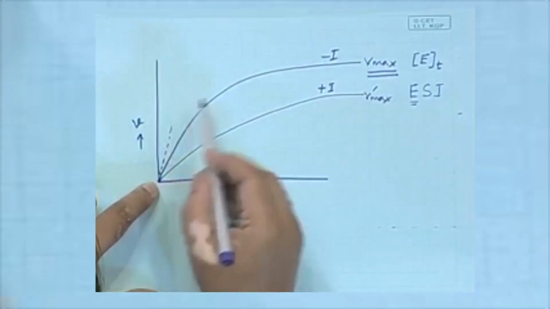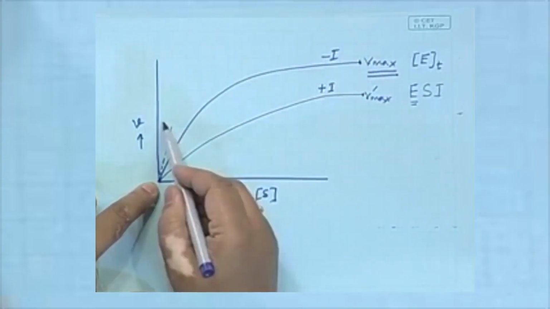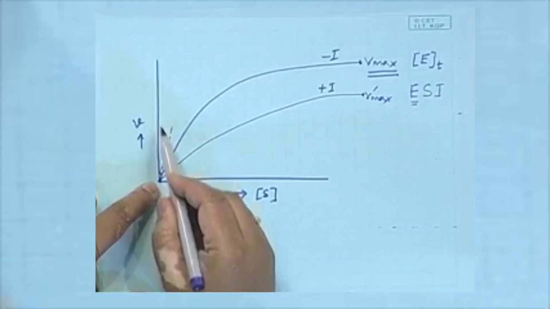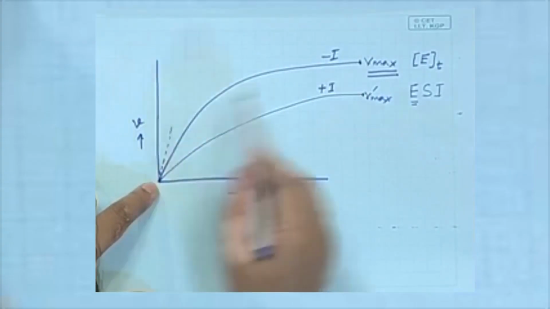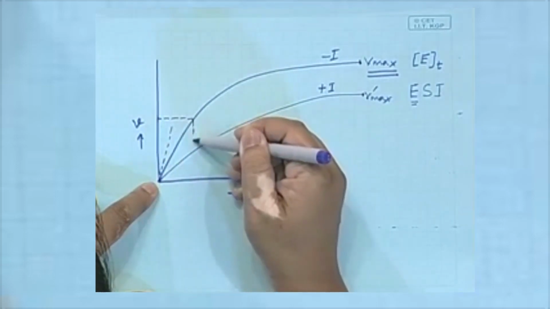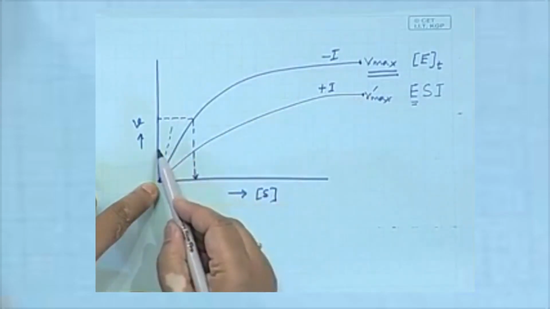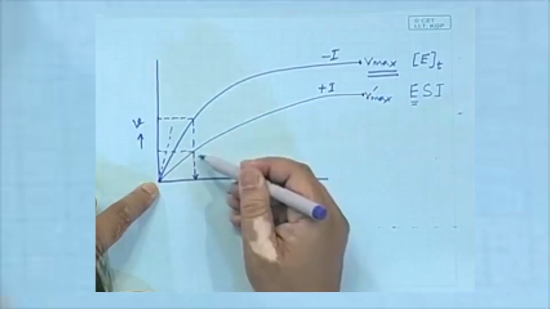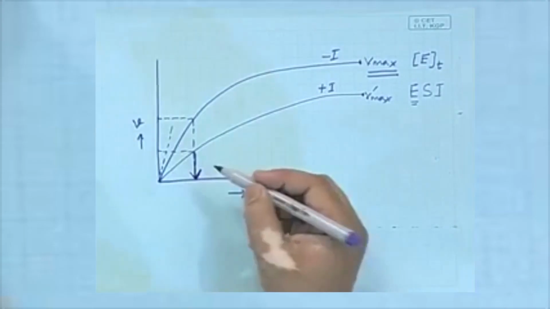So now what happens? This Vmax and this Vmax, so half of this Vmax is going to be where? Somewhere here. Half of this Vmax is going to be somewhere here. Right?